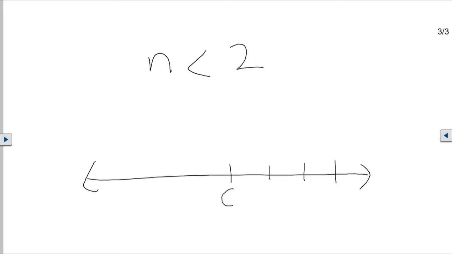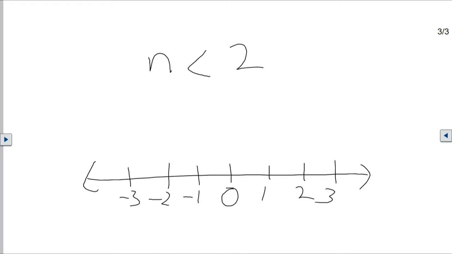So if I have a number line here, we'll make that 0. So I've got my positive integers and my negative integers. Okay. So the first thing we need to show on the graph is whether or not we include 2. N is less than 2. Well, 2 is not less than 2, so 2 is not a solution to this.